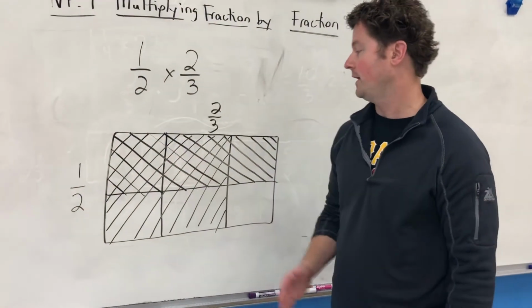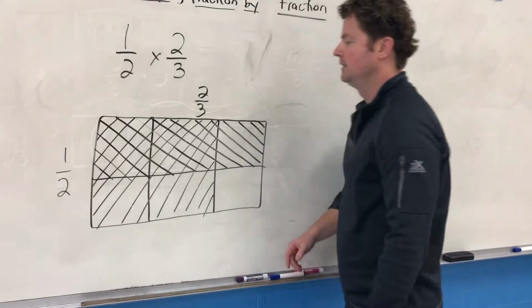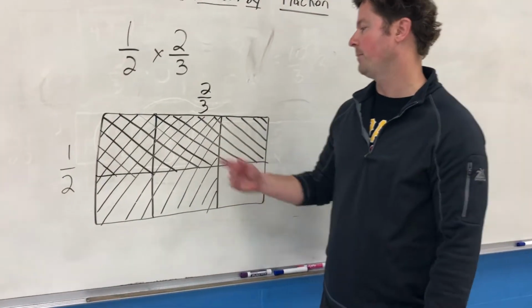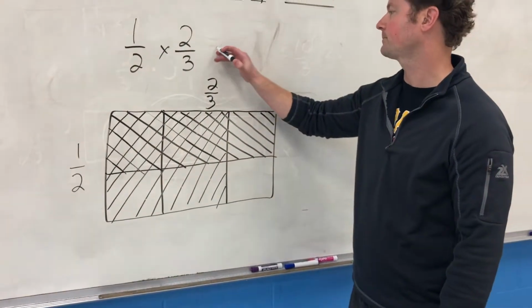This has a criss and a cross, a criss and a cross. This right here is just criss, just crossed, just crossed. So we're interested in the land that has cabbage. That would be the parts that are crisscross, and that would be 2 of the 6 parts.